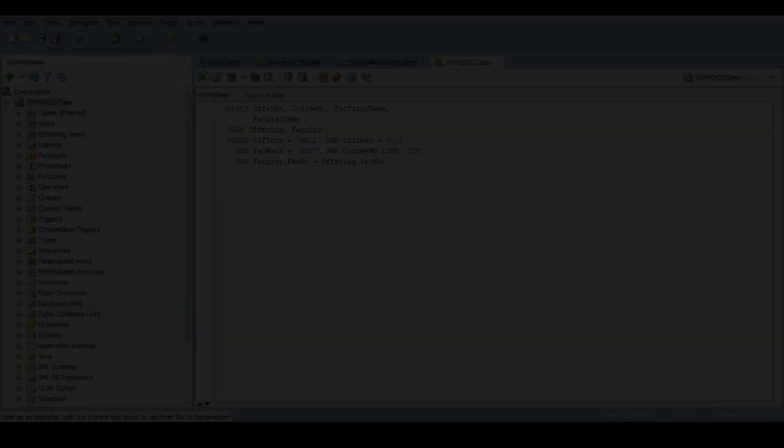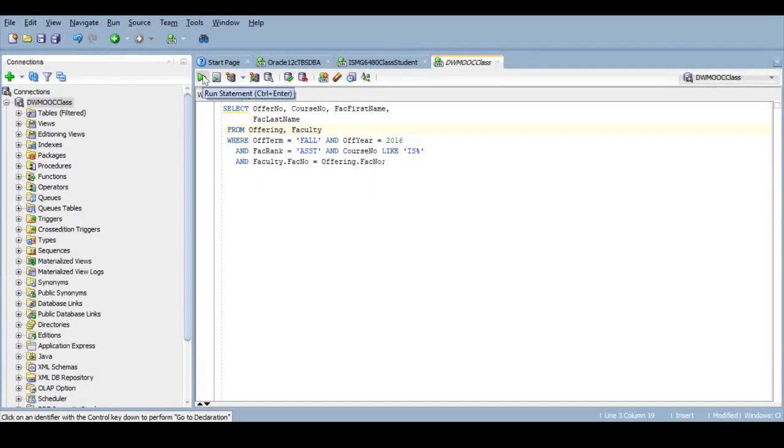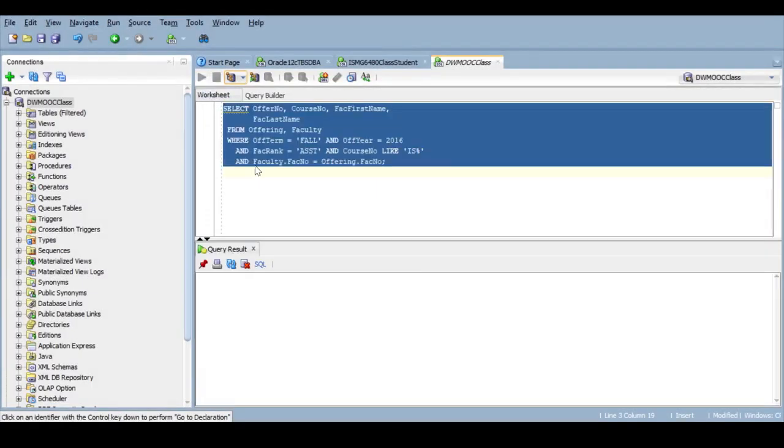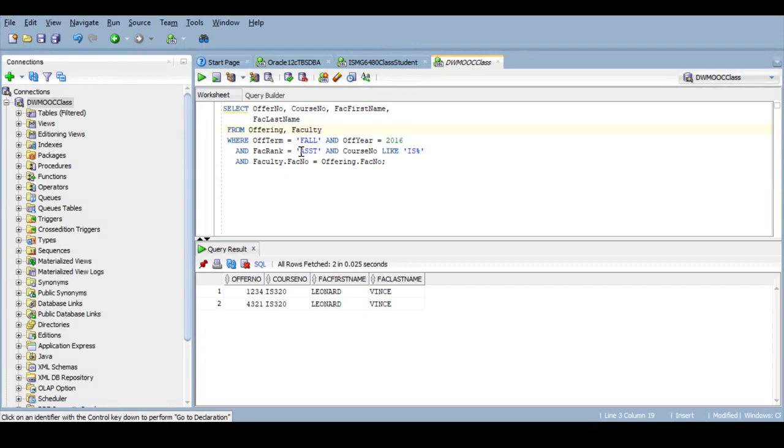Let's briefly look at the execution of Example 1 in the Oracle SQL Developer. The result contains columns from the offering and faculty tables. The cross-product join style is easy to read, but does not support a less used way to combine tables known as the outer join operator. All the tables required in a statement can be easily found by examining the from clause.